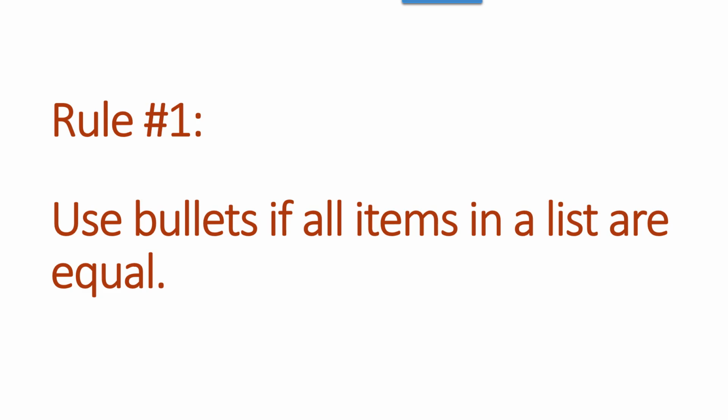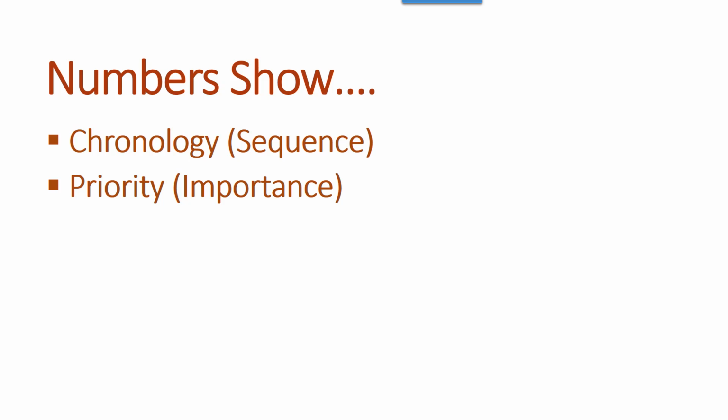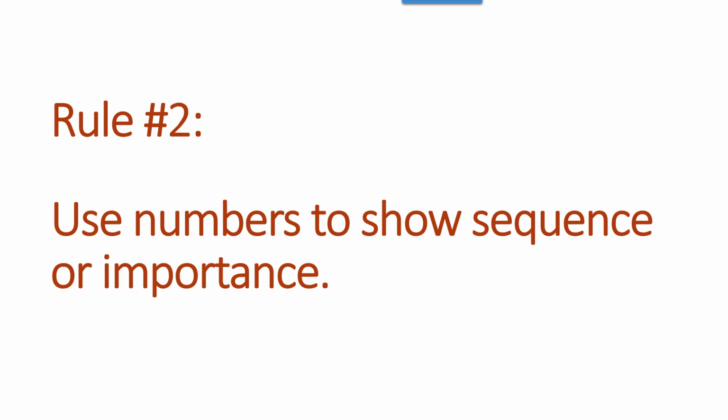So rule number 1, use bullets if all items in a list are equal. So when you're asking the question, bullets or numbers, ask, are these things all equal? Use numbers when you want to show chronology, which is sequence. This happened and then this happened and this happened, or do this first and then this and then this, or priority. What's the most important thing we're going to accomplish here? What's the second most important? What did I discover? First, I discovered this. Rule number 2, use numbers to show sequence or importance, as I've just talked about.